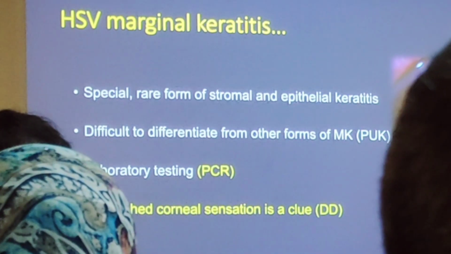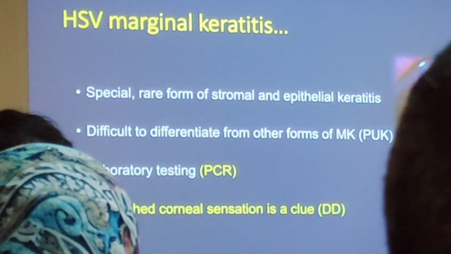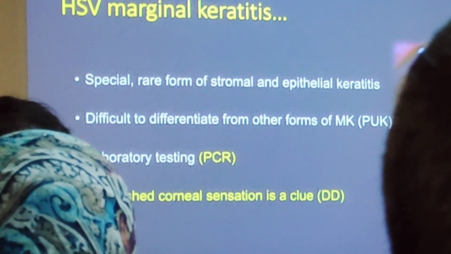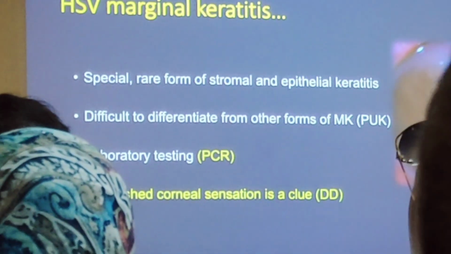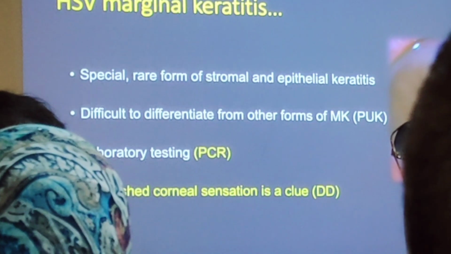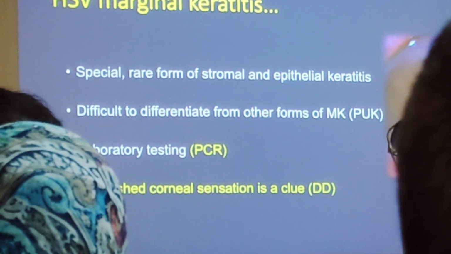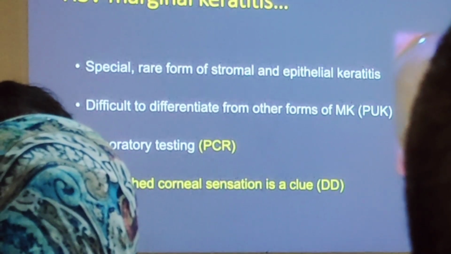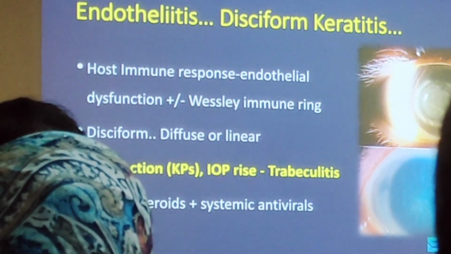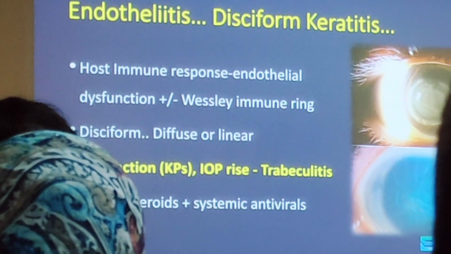Herpes simplex virus marginal keratitis is a special rare form of stromal and epithelial disease, very difficult to differentiate from other causes of marginal keratitis such as PUK, but diminished corneal sensation may be a clue for the differential diagnosis, and PCR for the viral DNA is sometimes available here, meaning usually it is not available, but may be used to differentiate.